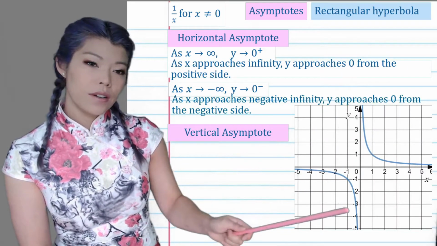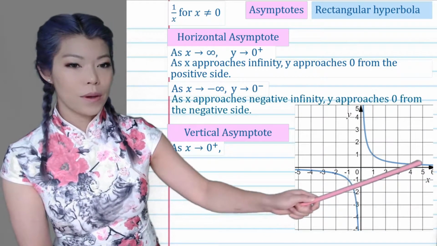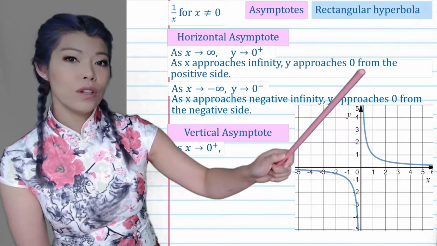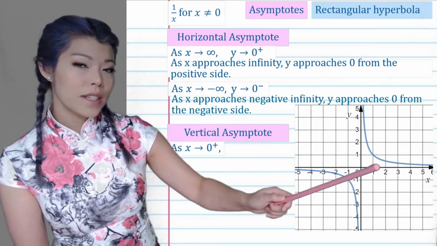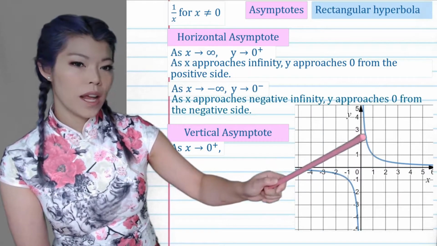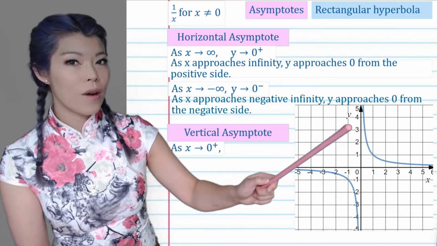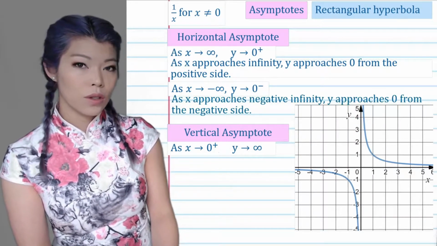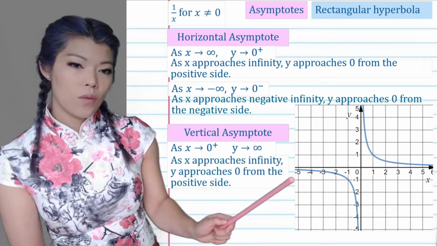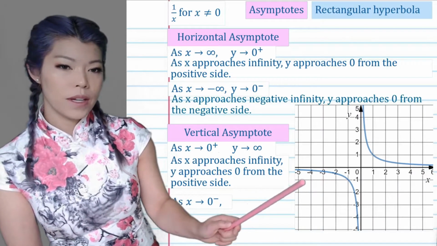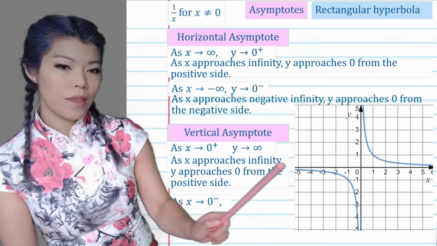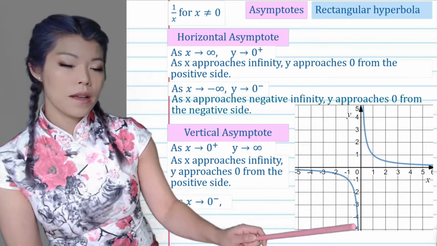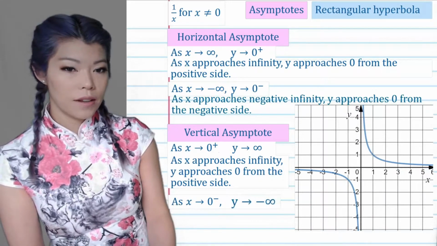We can look at the vertical asymptote. As x approaches 0 from the positive side, so if it's closer to here, we can see that the y values are getting really big. So when x is 1 over 10, our y value will be 10. When x is 1 over 100, our y value will be 100. So it's getting huge. So it's getting closer and closer to infinity. And when x is approaching 0 from the negative side, so getting close to 0 from this side, then we can see that the y values are getting bigger and bigger and bigger, but to negative infinity.